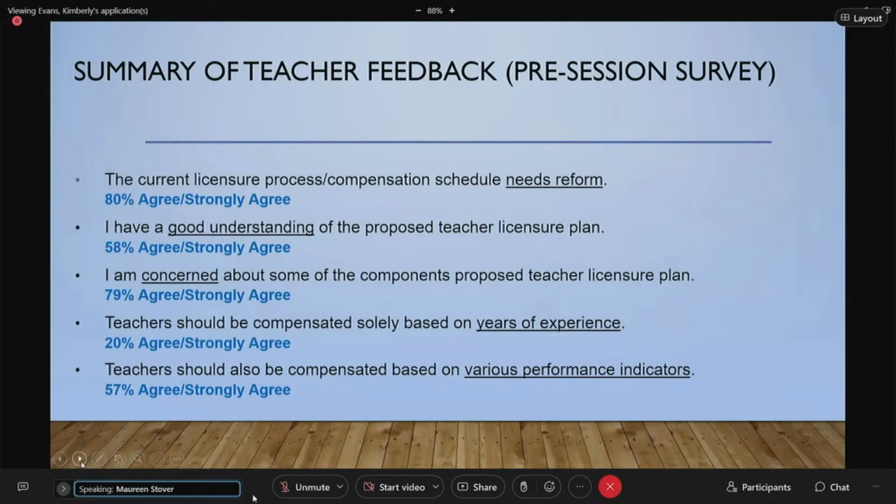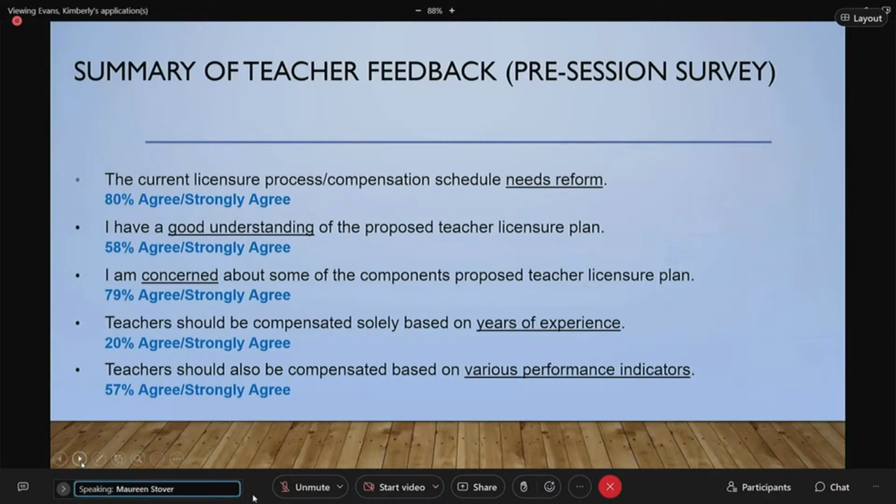So I do want to do a quick overview of the summary of the teacher feedback that Julie received. And she is on the call. So if there's anyone who has any specific questions that I'm unable to answer, Julie is here so that she can provide some additional background and information on the feedback sessions. But this just kind of shows you an overview from the pre-session survey of where teachers were feeling going into this. So most teachers did agree that the licensure process and compensation schedule needs reform.